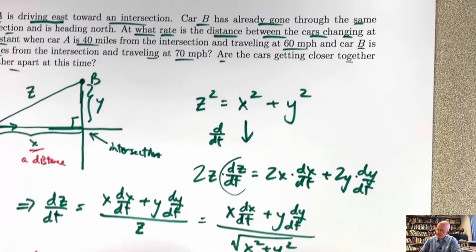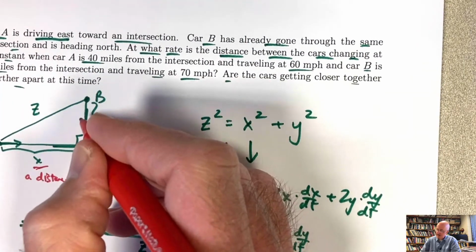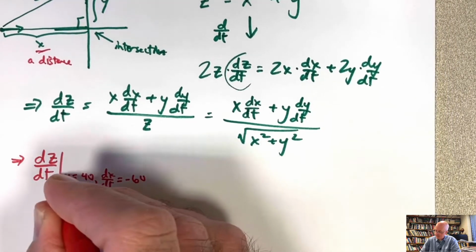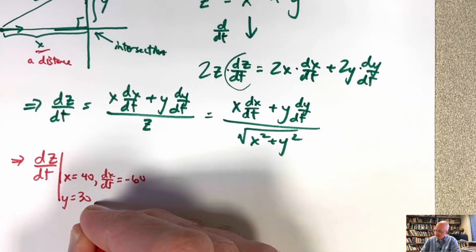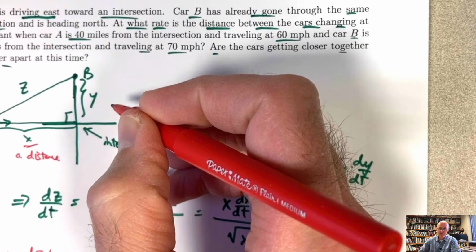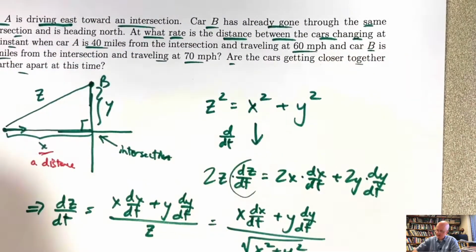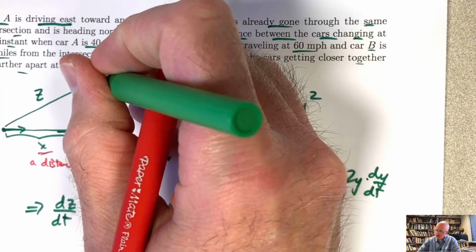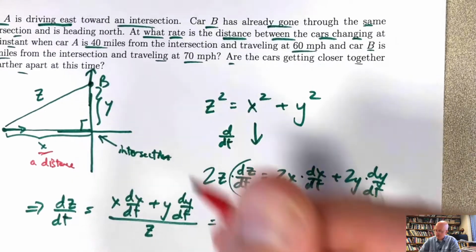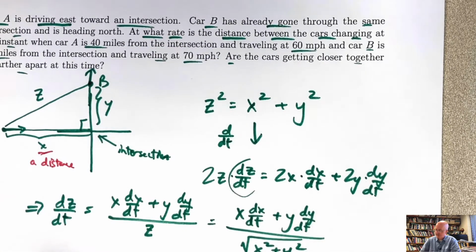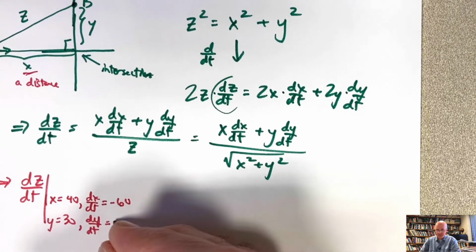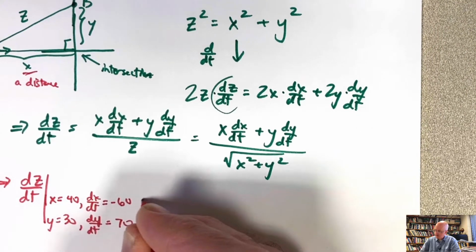Y at this moment in time, B's distance here, is 30. I'm evaluating at all these numbers here, and dy/dt is how fast y is growing. And since B is going to the north here, y is increasing. Y here is both a distance and a y coordinate because it's on the positive side of the horizontal axis. So dy/dt is 70. So plug in all those numbers.